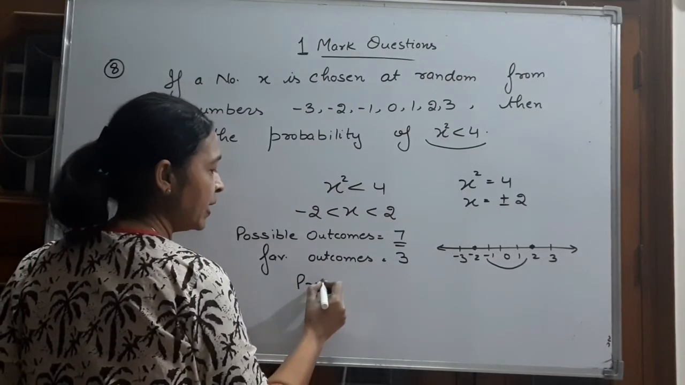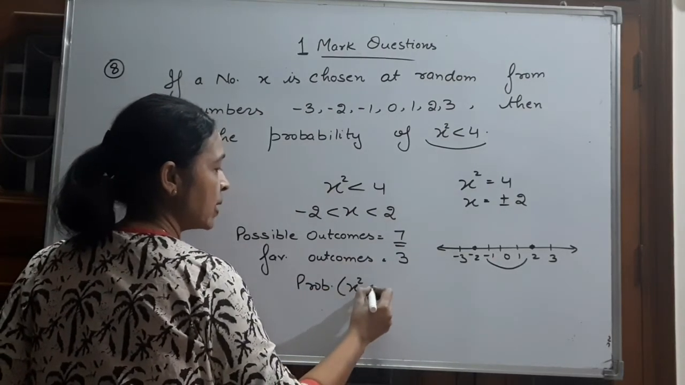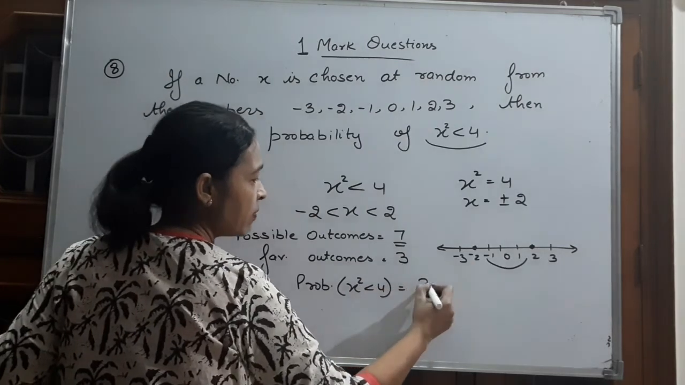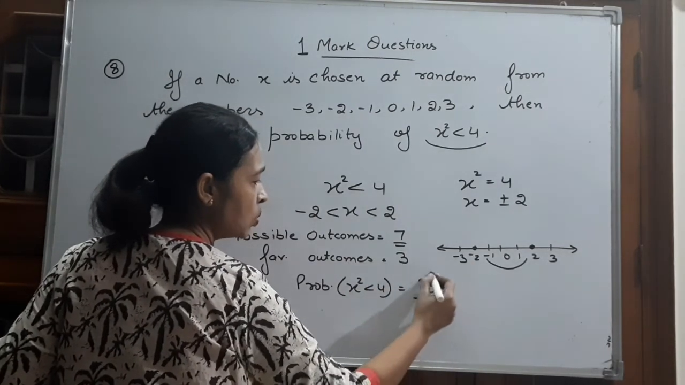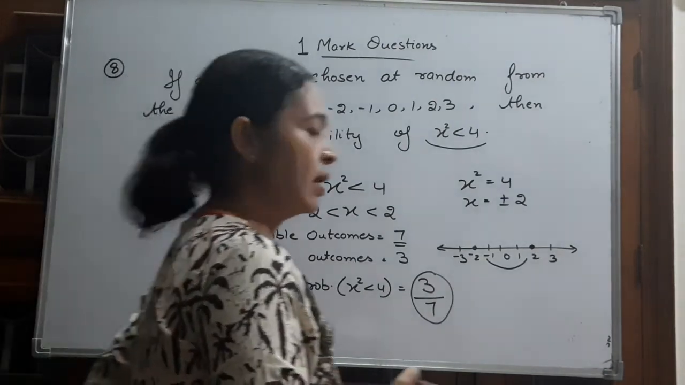Now, what will be the probability of getting a number where x square is less than 4? It will be favorable outcomes 3 upon total outcomes. 3/7 is our answer.